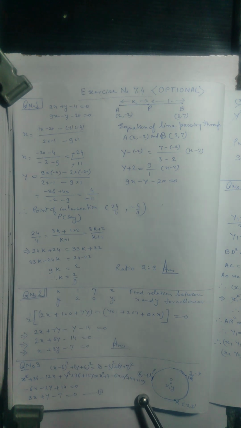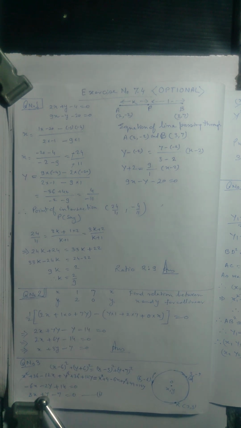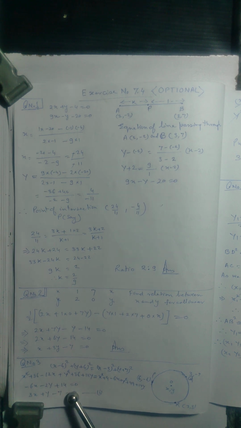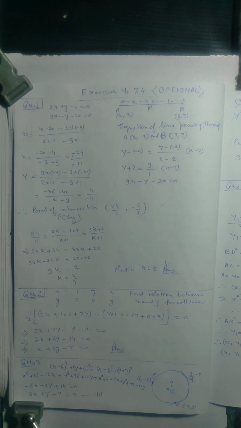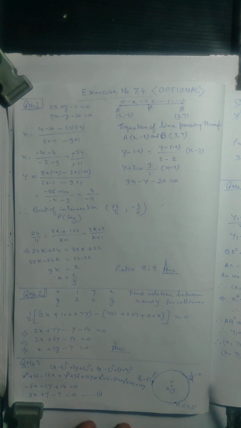plus 14y. Solve it, you will get minus 6x minus 2y plus 14 equal to 0. Further solve it, you will get 3x plus y minus 7 equal to 0. Put this as equation number 1. Now proceed further.